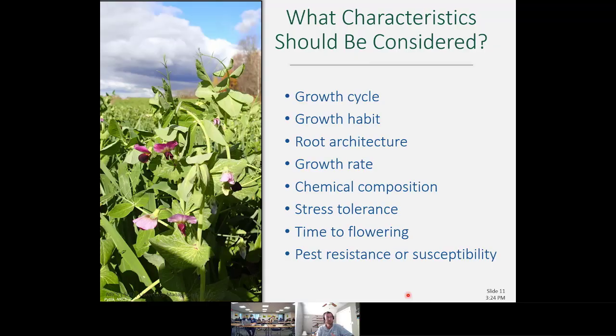We also need to think about stress tolerance. You think about the time of the year that we're going to be planting these cover crops, and also think about, are we anticipating a very wet part of the season or a very dry part of the season? And are the cover crops that we are planting, are they suited to those growing conditions? Time to flowering, we're going to spend a little bit of time on a slide about that. And pest resistance, we touched on that earlier as well. And do these cover crops offer opportunities for either being a host, or could they actually be detrimented by a pest that is in the area?